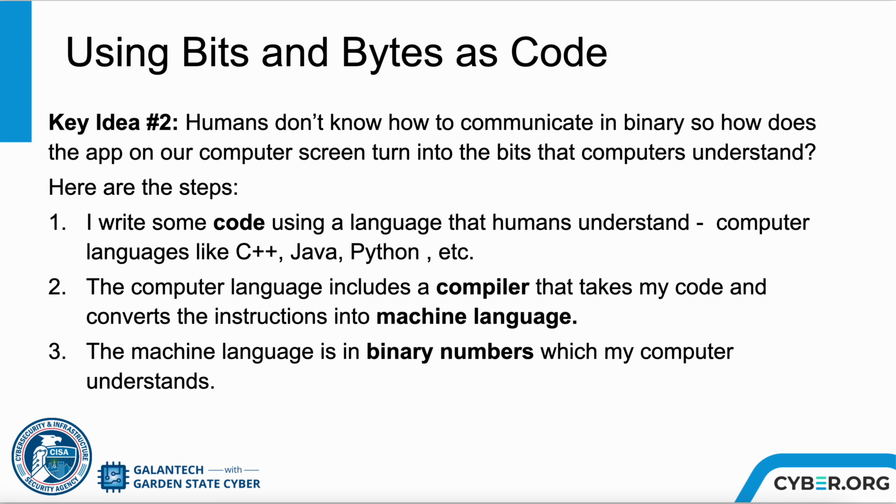Humans don't know how to communicate in binary. So we write code, and then the code that we write gets put through a compiler, and then it changes it to machine language or puts it all in binary so the computer can understand what to do.